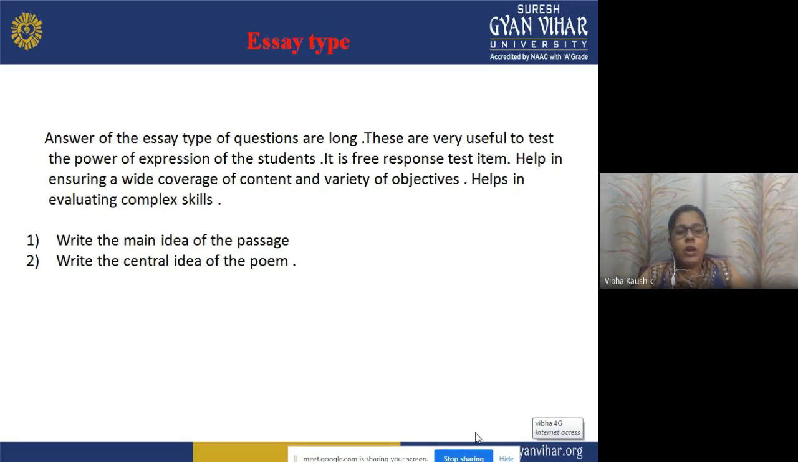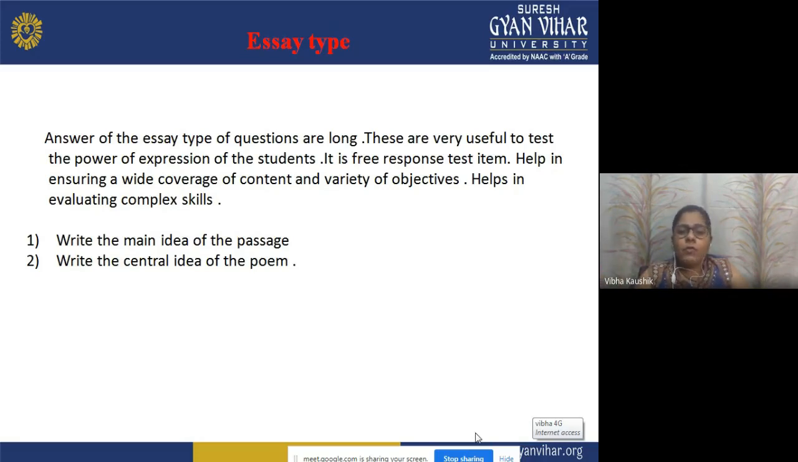Essay type questions help in ensuring a wide coverage of content, and help the teacher cover a wide range of content. The teacher can ask questions from all the content and judge the understanding of the learner. A variety of objectives can be fulfilled, whether knowledge, application, understanding, or skill. All these types of objectives can be easily judged by framing essay type questions. They also help in evaluating complex skills, whether the student has achieved those skills or not.